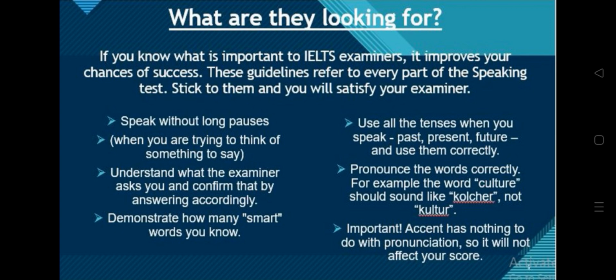Number 2. Understand what the examiner asks you and confirm that by answering accordingly. Number 3. Demonstrate how many good words you know. Number 4. Use all the tenses when you speak, past, present, and future, and use them correctly. Number 5 is pronounce the words correctly. For instance, for example, the word culture should sound like culture, not culture.